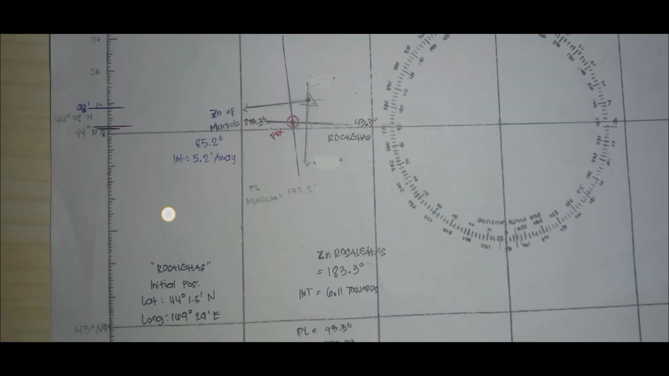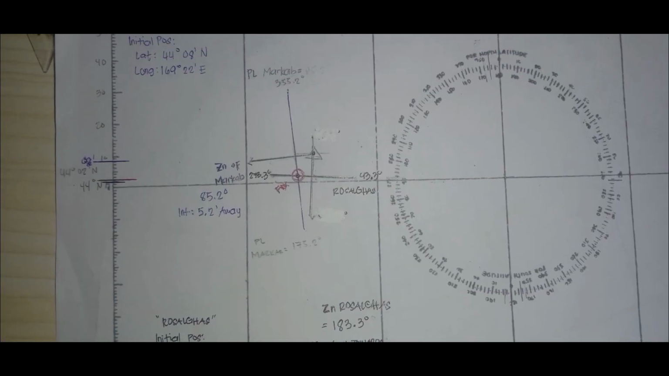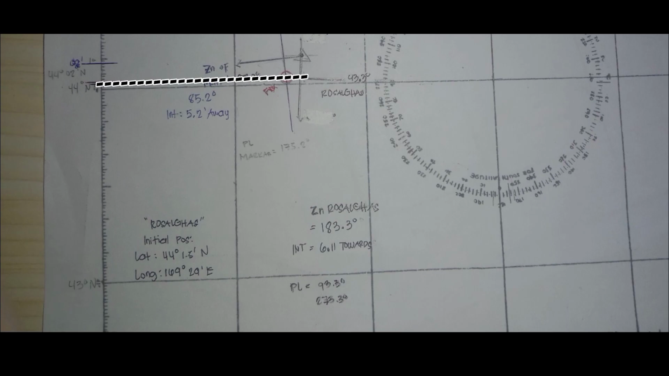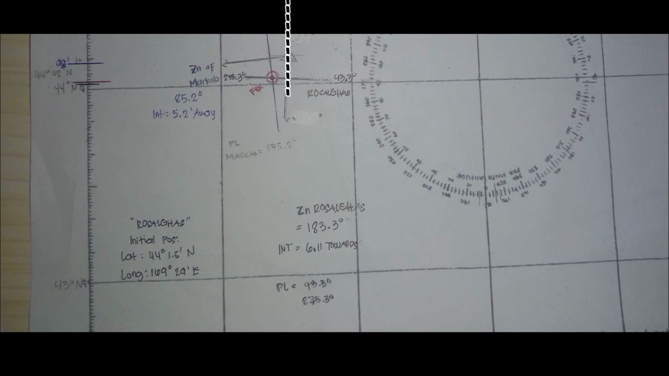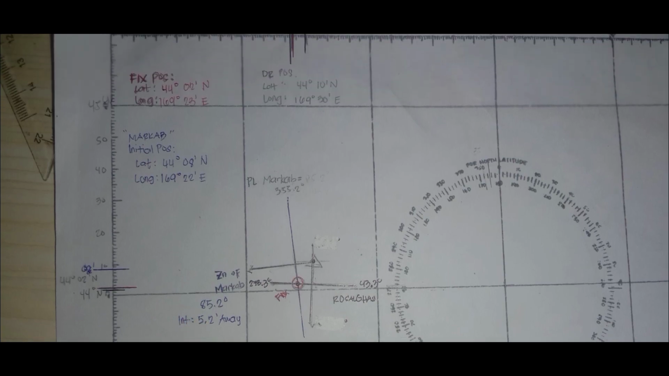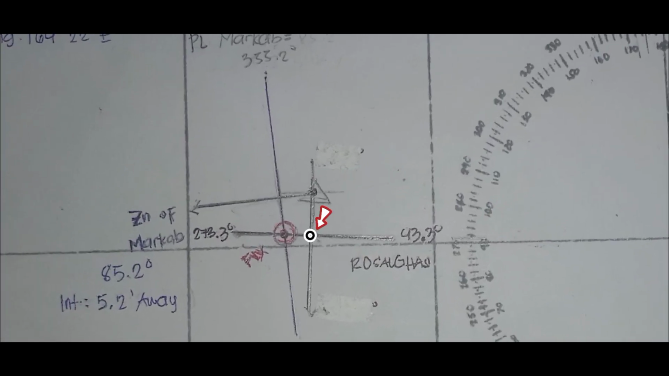Once we get its position line, we can now get its latitude and longitude. Its latitude and longitude will be 44 degrees and 1.5 minutes north, and its longitude will be 169 degrees and 29 minutes S. The intersection of the two lines, the ZN and its intercept position line, will be the initial position of Rasalhague.